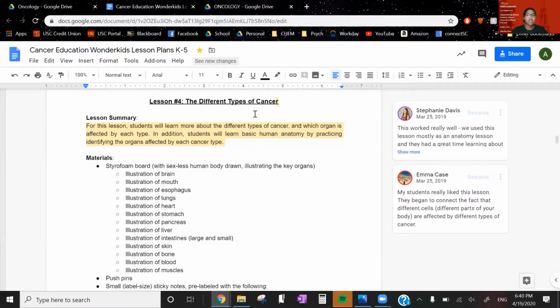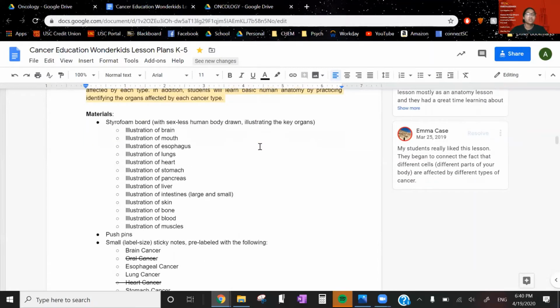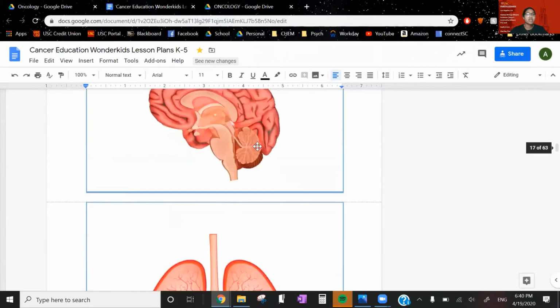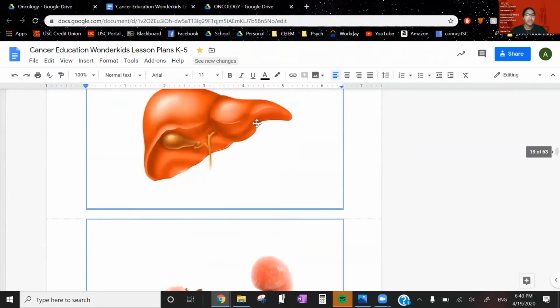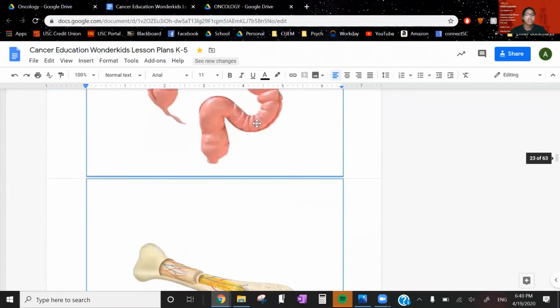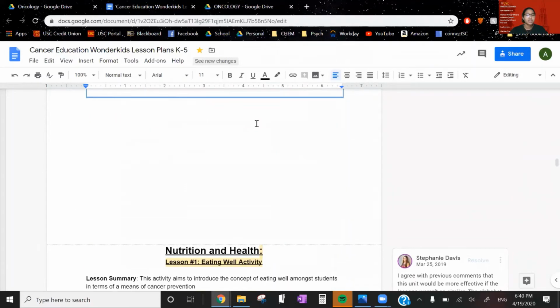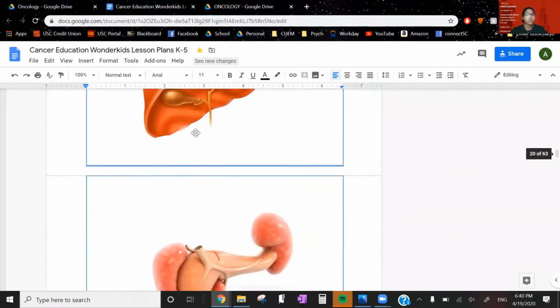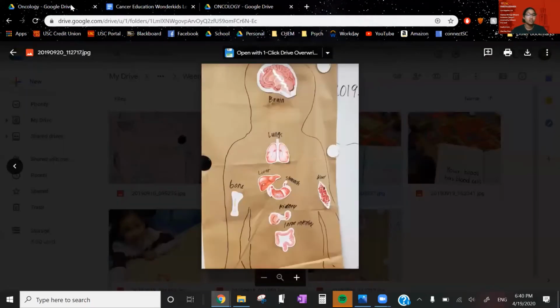In this lesson, the students are going to learn more about the different types of cancer and which organ is affected by each type. I find that this is more of an anatomy lesson than a cancer lesson, really. So you're going to have a bunch of different pictures and cutouts of organs, and some brown paper to trace a human person on. I'll show you how this worked out for my class.